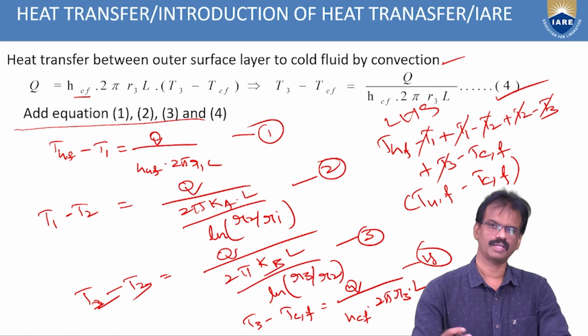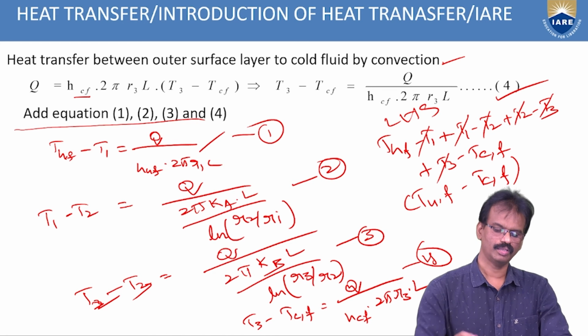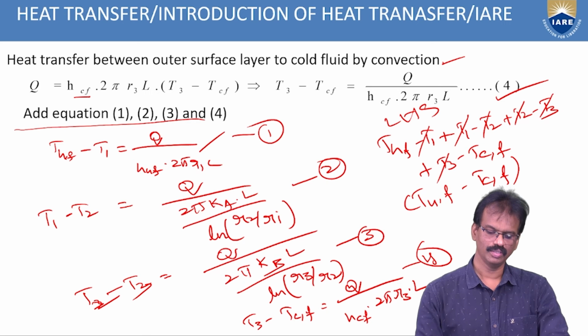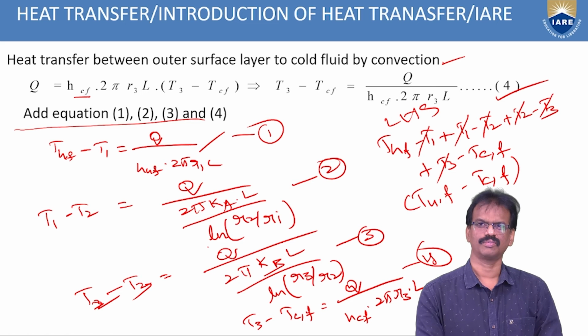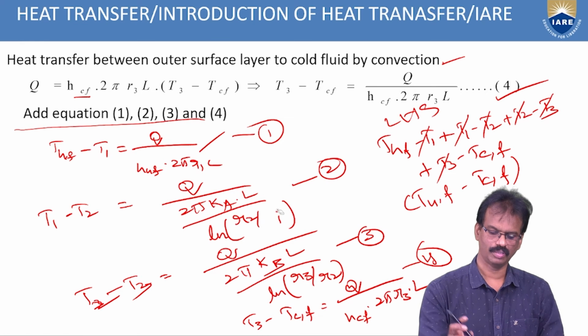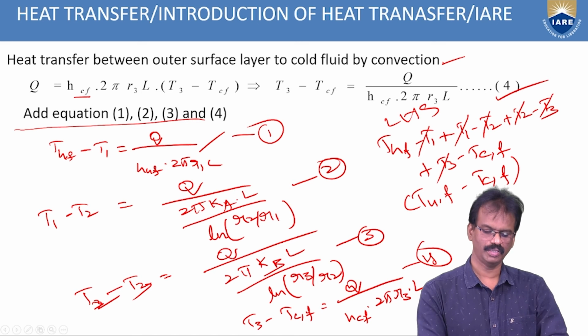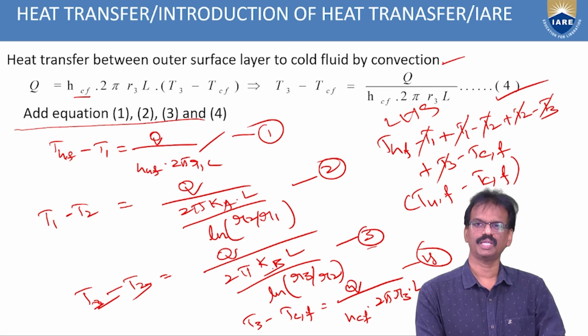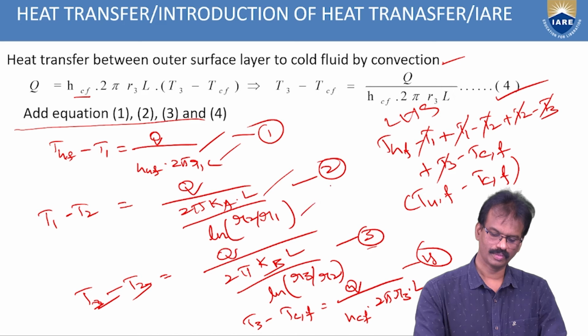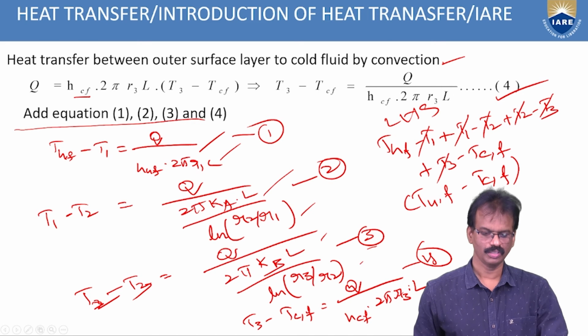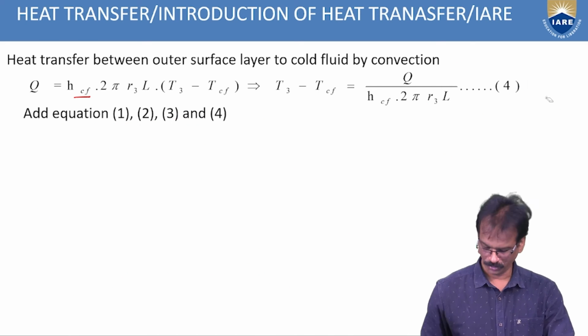Similarly, if you add the right side terms, like Q by HF 2 pi R1 L, Q by 2 pi KA L into ln R2 by R1, similarly equation 3, Q by 2 pi KB L into ln R3 by R2, and similarly Q by HCA 2 pi R3 L. If you add these terms, we will get the formula, as already noted in the PPT.